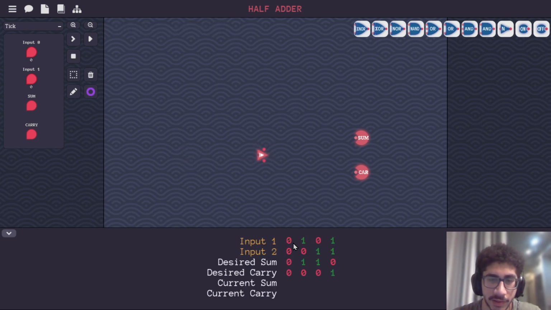So what they want here is input and desired sum, desired carry. So this is our overall input. I just don't understand what they mean exactly here. Sum, carry. What about output? I don't understand what's happening here.